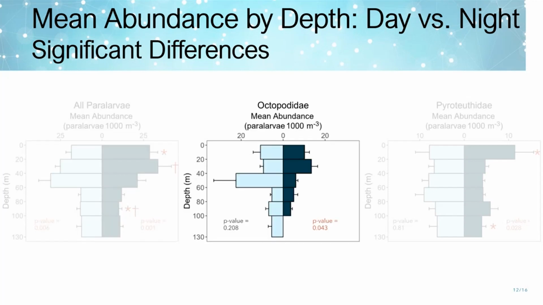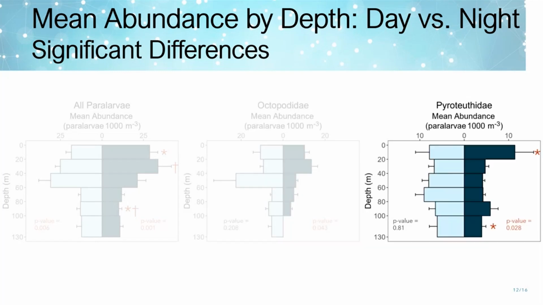This shows the same pattern with the highest abundance in the day in the 40 to 60 meter bin, and at night in the 20 to 40 meter bin, again suggesting that they migrate toward the surface at night. And lastly, the Pyroteuthids have fairly evenly spaced abundance during the day, but at night, that top bin, the surface bin 0 to 20, has a higher abundance than the others, suggesting that these paralarvae migrate to the surface at night.